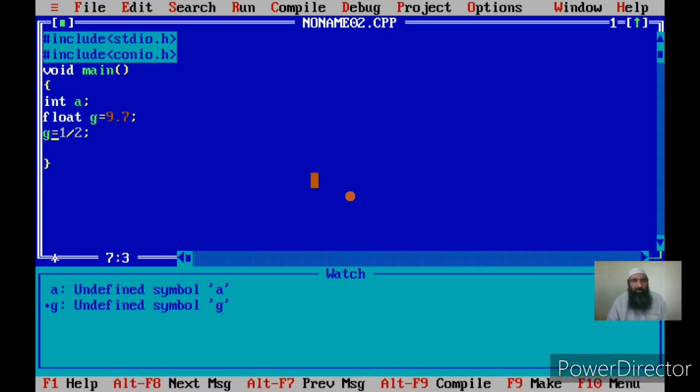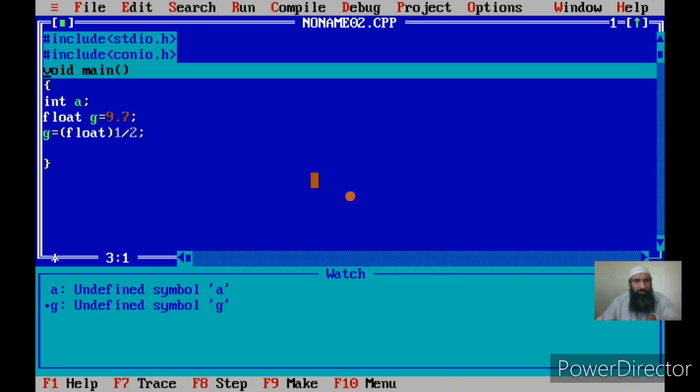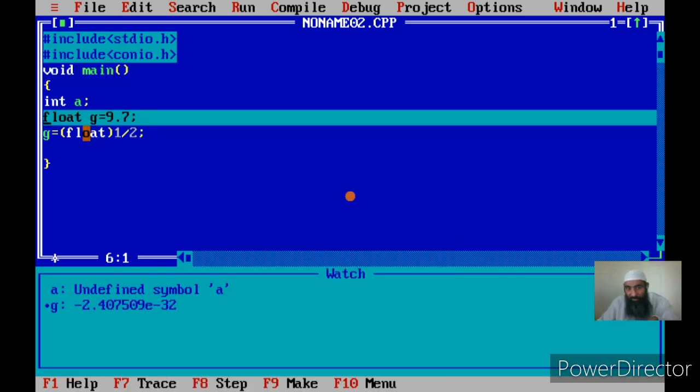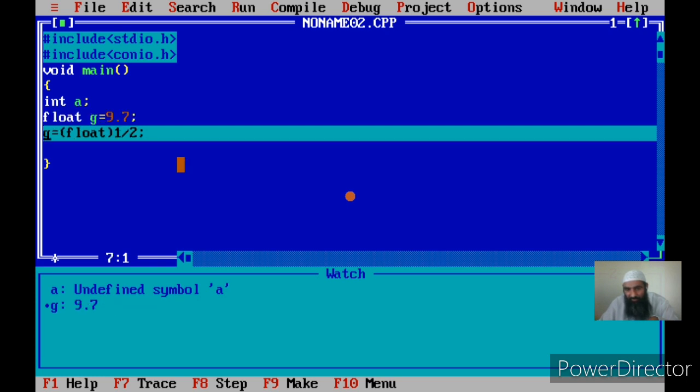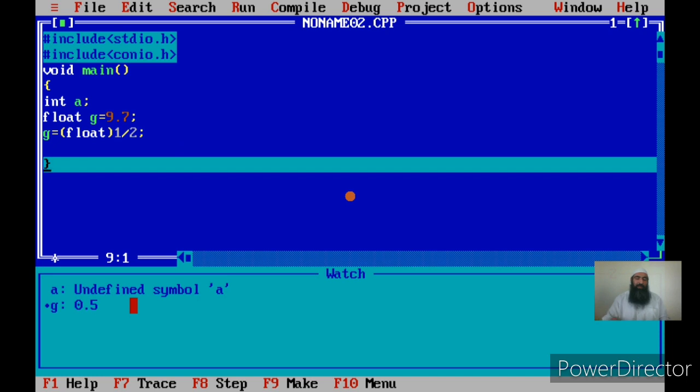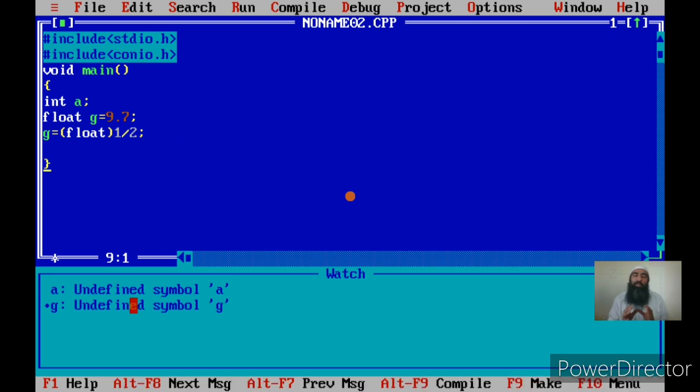Now what is the way out? Typecasting, either 1 or 2. Before 1 you write float. Now let us see what the result is. But this float is written by the programmer. The programmer has to take care of this. Now you say G is equal to 1 by 2. See the value of G here now. It is 0.5. We are getting the correct result. You have to know the limitations of C. You should know the limitations of C if you want to write correct programs.